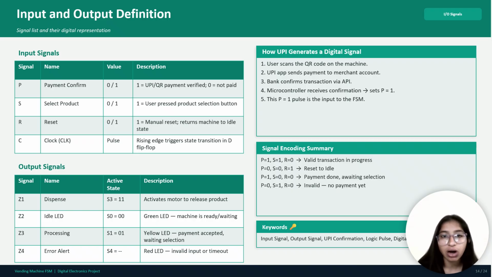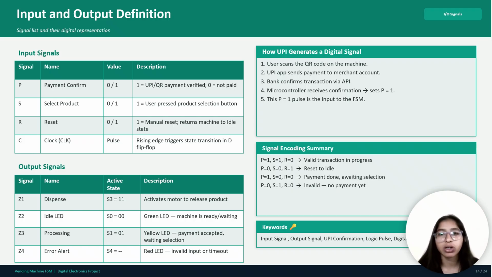We have three outputs. Z1 is the dispense signal. When Z1 equals 1, the motor activates and the product is released. Z2 is the idle LED. Green light indicates the machine is ready and waiting. Z3 is the processing LED. Yellow light indicates the machine has received payment and is awaiting selection.